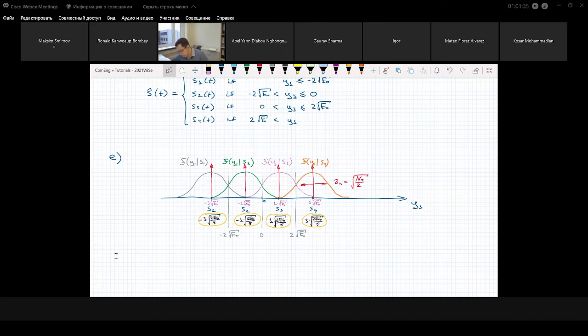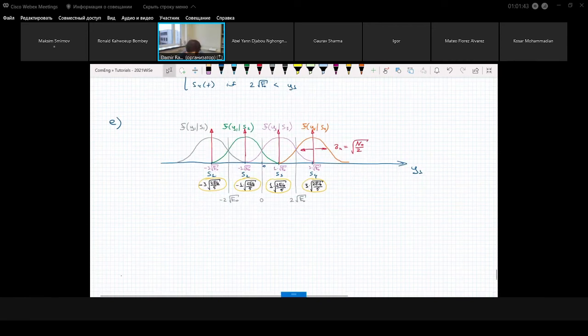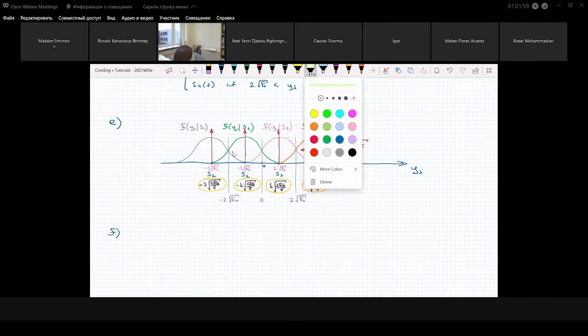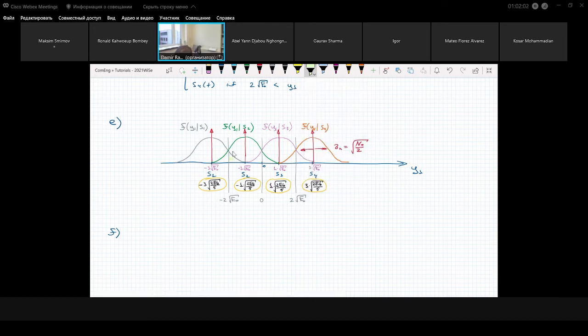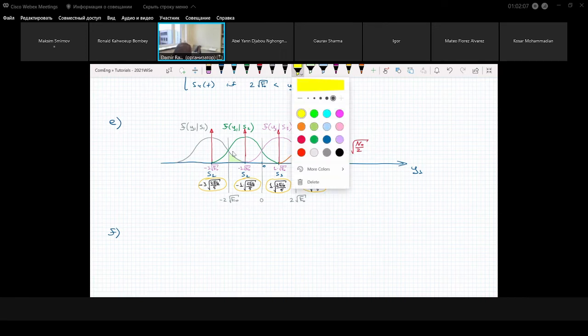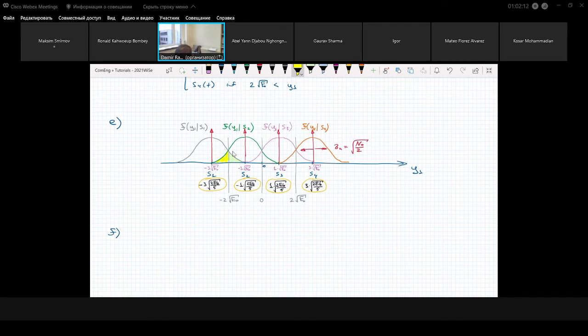In our case, we just take the symbol error rate and express it as a function of d-min. Let's get started. As before, we have different possibilities to make an error, and we have different areas, tails under the Gaussian probability density function.